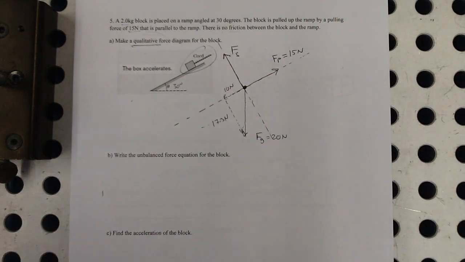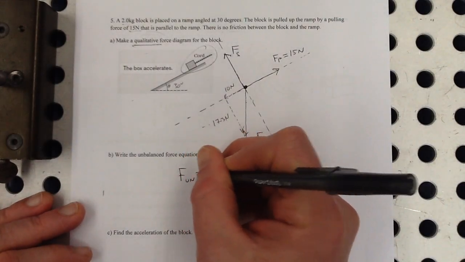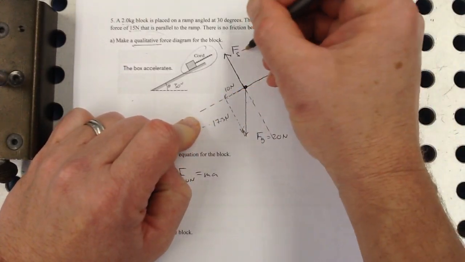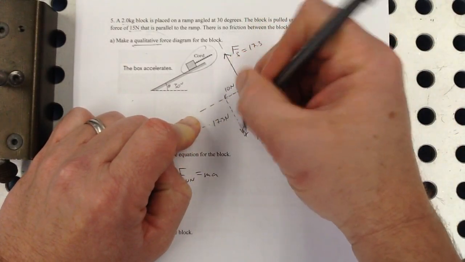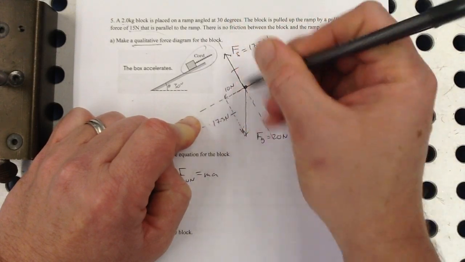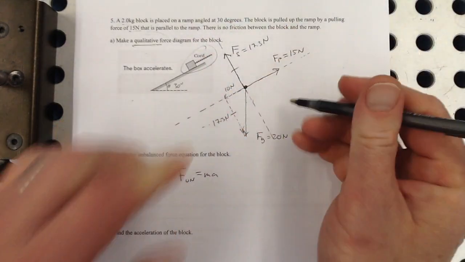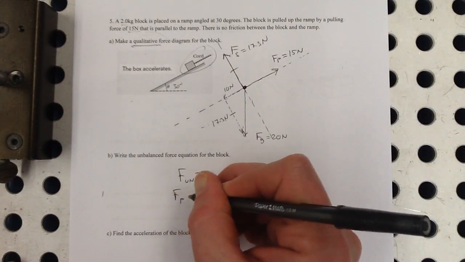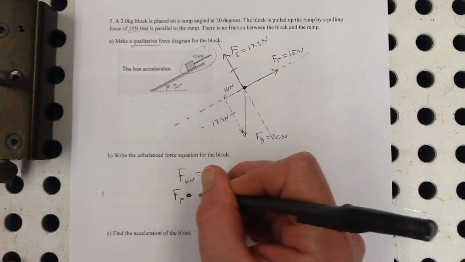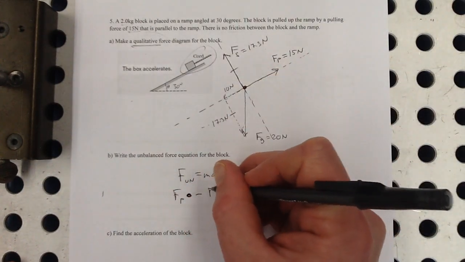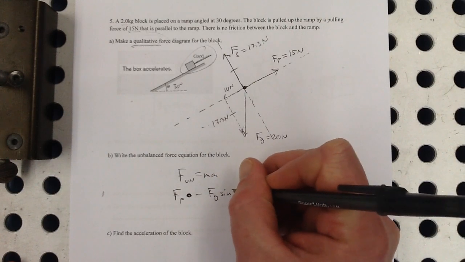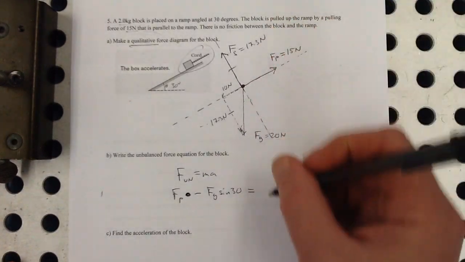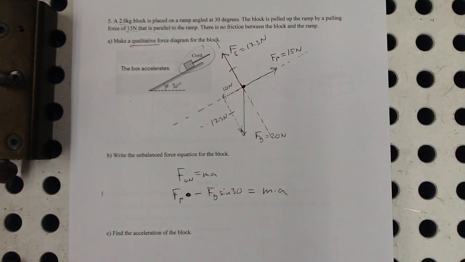Write the unbalanced force equation for the block. Unbalanced force is, this is winning and this is losing. The support force here is just going to balance that part of the gravitational force. Nothing happening in that direction, no motion. So what is happening is this pulling force is winning, minus the sine component of the force of gravity is losing. And that's equal to mass times acceleration.